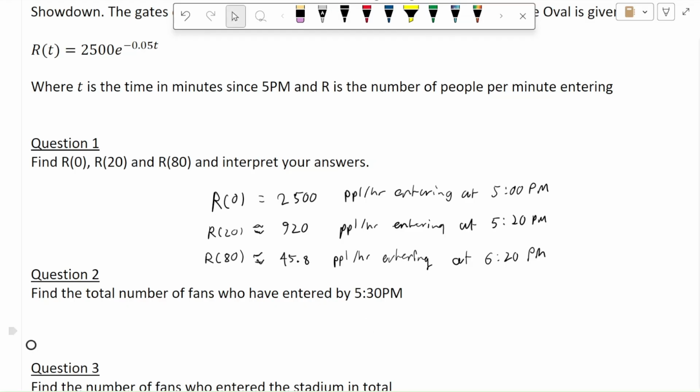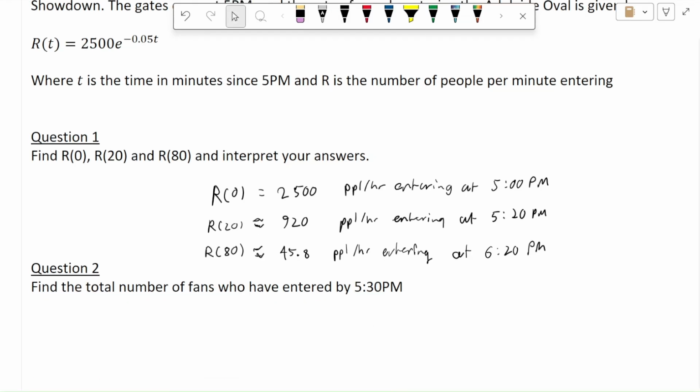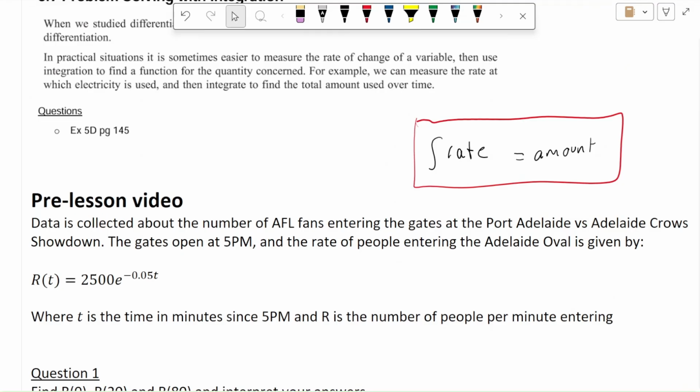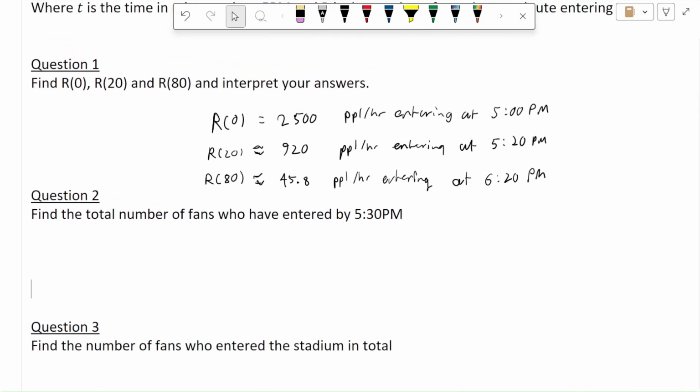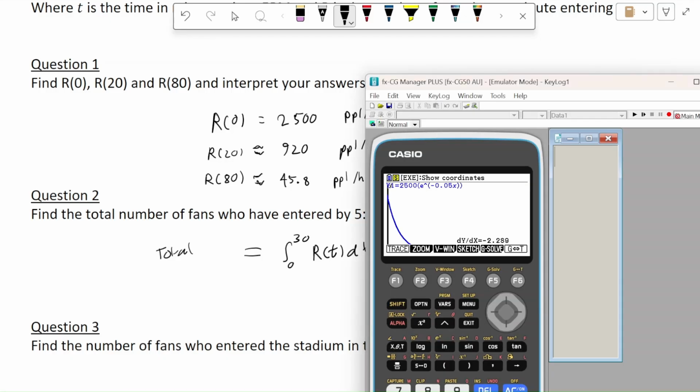Find the total number of fans who have entered by 5:30. Now this comes back to the integral of rate is amount. So the total is the integral from 0 to 30, so that's 30 minutes, of the rate R(t). That's something we can do on the calculator. G-Solve integral from 0 to 30. Now you can do it by hand as well, but I'm not going to waste your time. 38843.